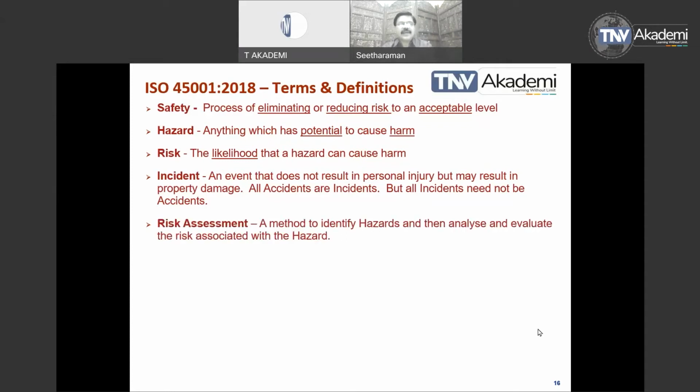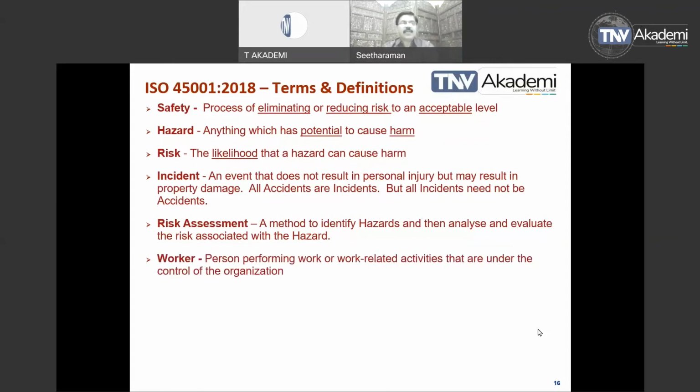Risk assessment. It is the method to identify hazards and then analyze and evaluate the risk associated with the hazard. That's what we discussed earlier. Hazard and risk, when they are there, we have to assess the risk coming out of the hazard so that we can prioritize which one we need to attack first so that our safety performance can improve. So that is the method, a quantitative method we can implement so that we can filter out the significant hazards for further action to mitigate.